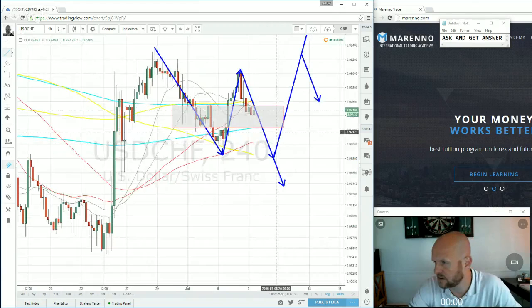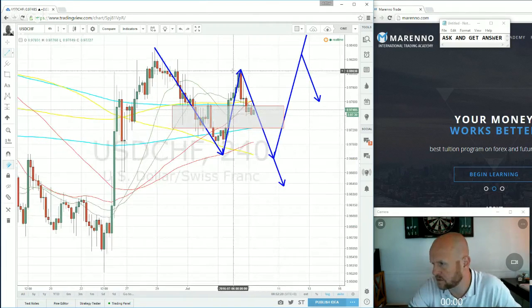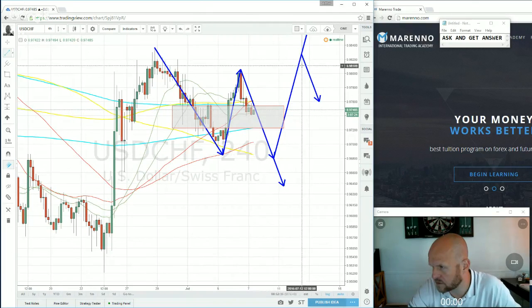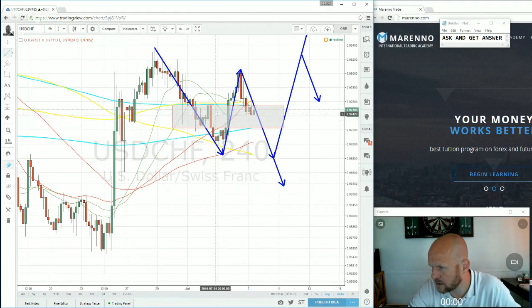Okay, dollar franc, it's an interesting thing. For now, as you can see, the price is going down. I want to buy it. I'm looking for a buying opportunity here. We are in some kind of congestion area.